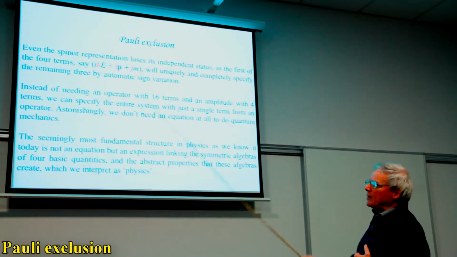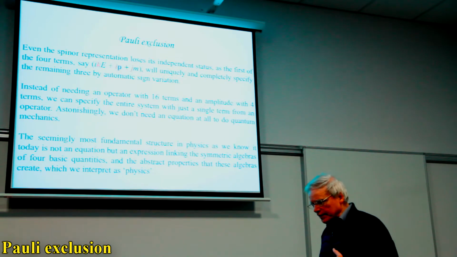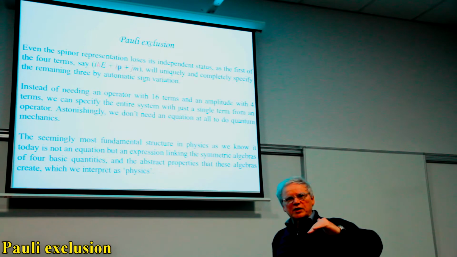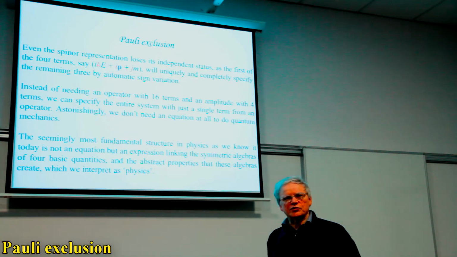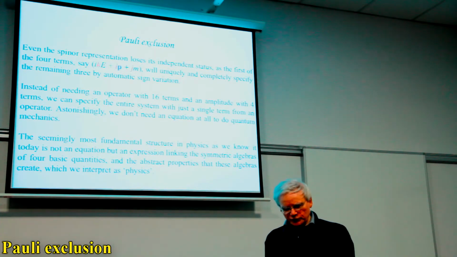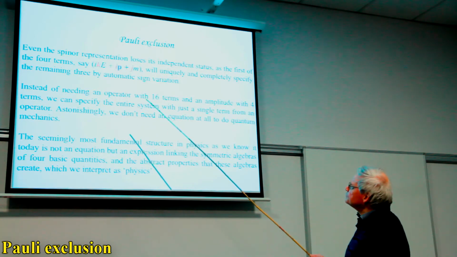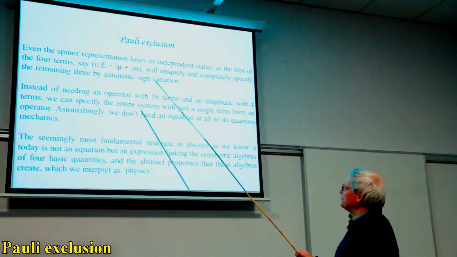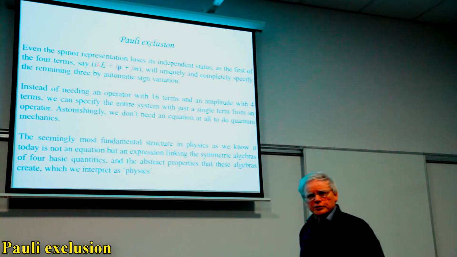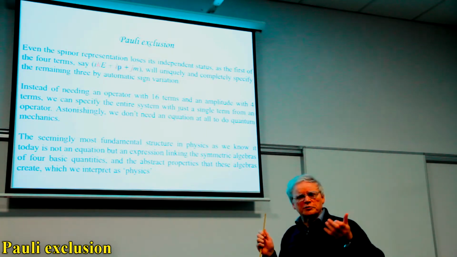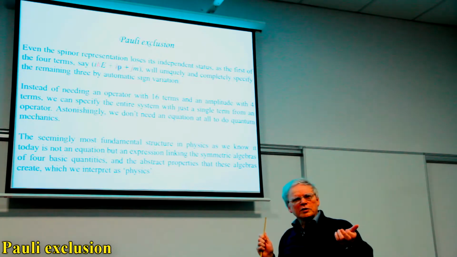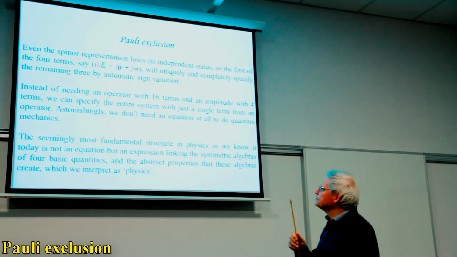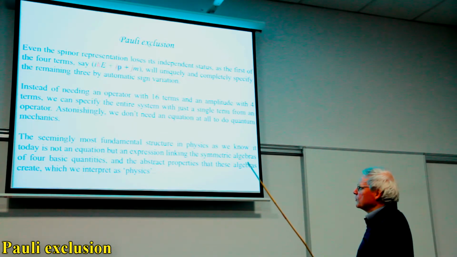And even the spinor representation has no independent status, because the 4 terms are only 1 term and 3 variations, 3 sign variations, which are exactly the same in principle as the first term. So we don't need an operator with 16 terms and an amplitude with 4. We just need a single term. So we've reduced 64 down to 1, less than 2% of the original information we need to do it. We don't need an equation at all. It's amazing.